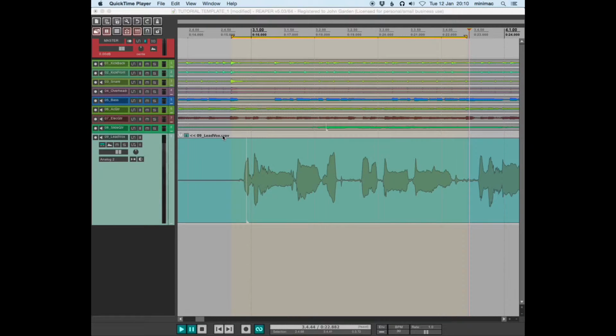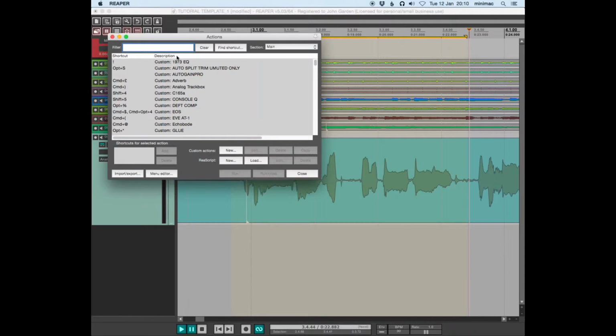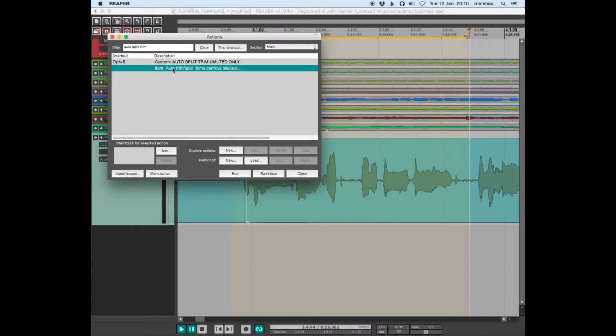Okay, so this is a quick video on auto split trim. It's here, and it's part of Reaper.